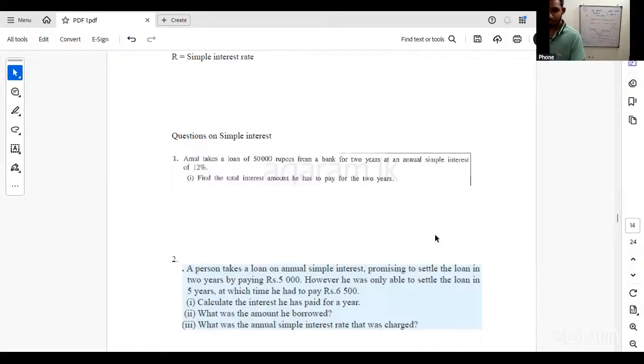So simple interest sums, they normally ask in questions. I've seen simple interest sums asked mostly in part 1, sometimes in part A, sometimes in part B. So simple interest is a very important sector here.